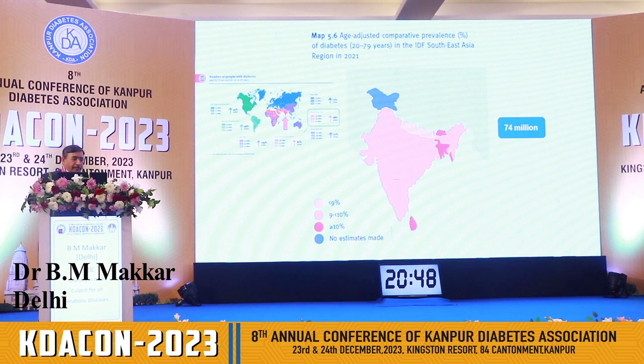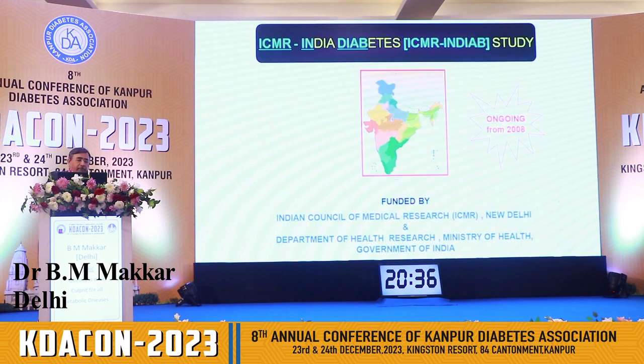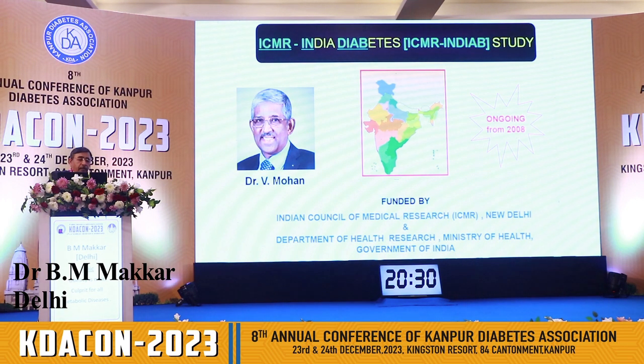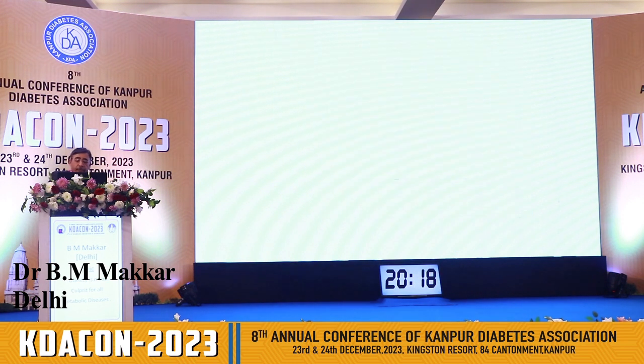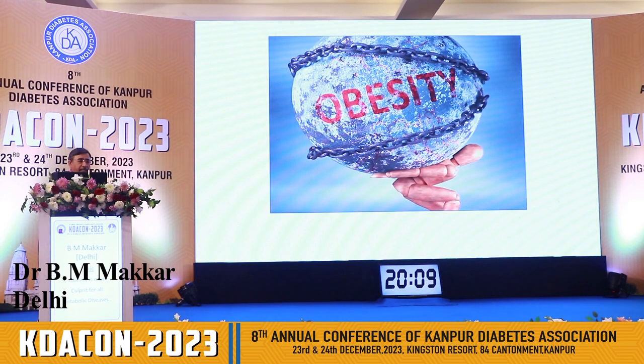Now this was the 2021 IDF estimate, and we had an estimated number of people living with diabetes in India at 74 million. But recently we had the ICMR INDIAB data published in Lancet from Dr. Mohan's group, and I must thank Dr. Mohan for giving me slides for this presentation. So this is the ICMR INDIAB study, and now the estimated number of people living with diabetes in India is 101 million. But another important thing that has come up in this study is the high prevalence of obesity.